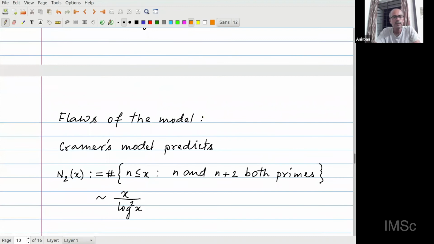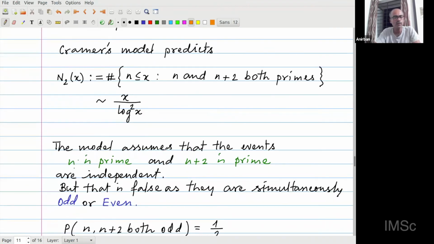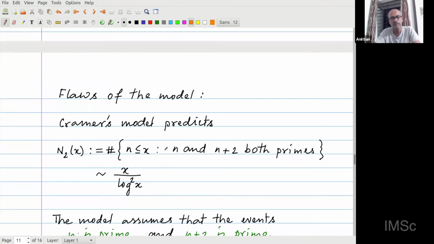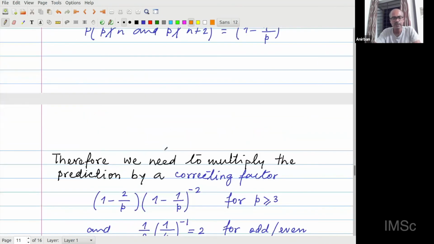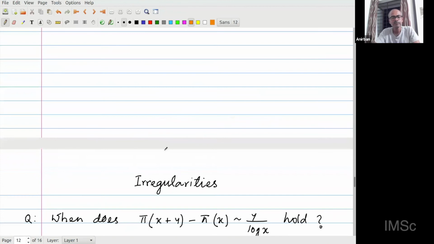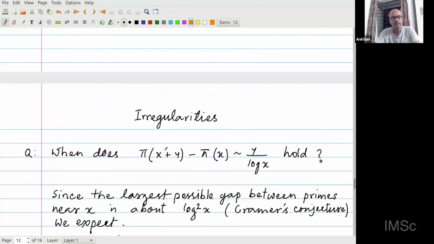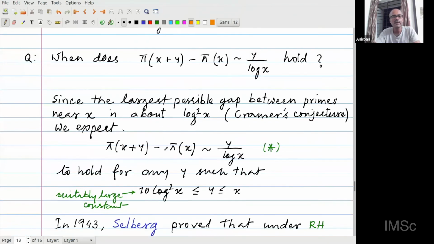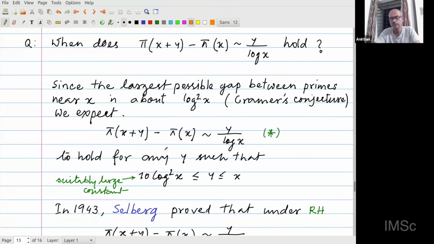So let me just skip this. I'm talking about flaws of the model. There are many flaws, but I would skip this one. This will take time, so I'll just skip that. Yes, so I'm talking about irregularities, the situations where the model fails.